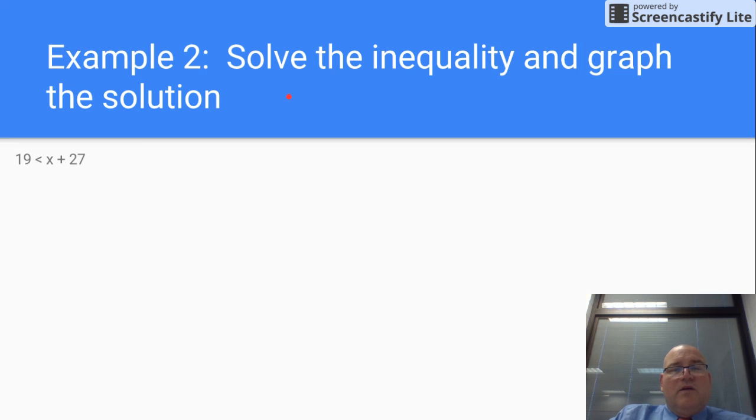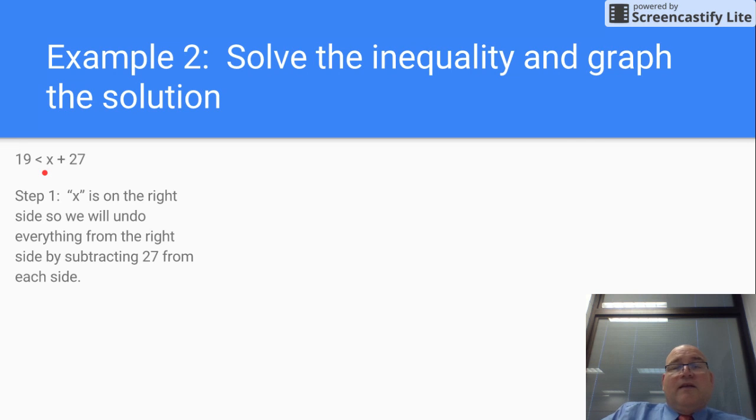Solve the inequality and graph the solution. Again, the first thing, find the variable. The variable is on the right side of the inequality this time. So since x is on the right side, we'll undo everything from the right side.